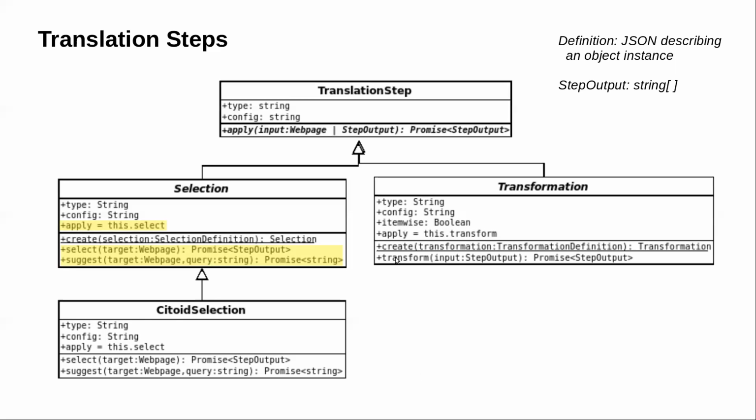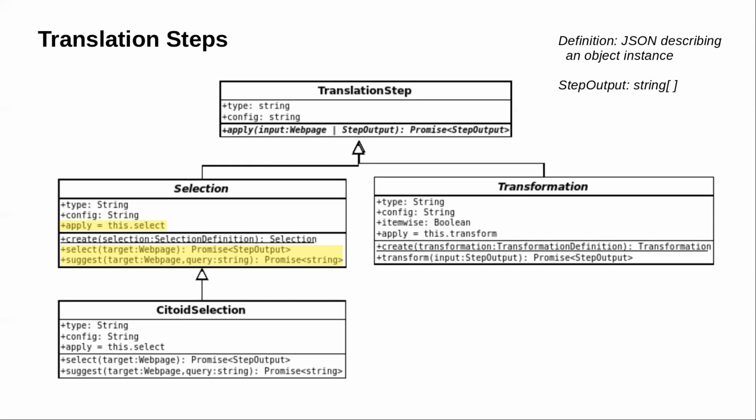And it has a transform method that takes a step output, like the output, for example, of a selection, or the output of another transformation step. It gets that as an input, and it outputs a new step output, now transformed. And you might be wondering why we are returning promises. Why aren't we doing this immediately? Why do we have to wait until the function ends and only then call the callback function?